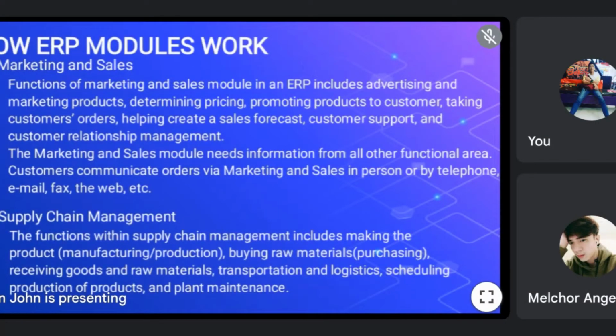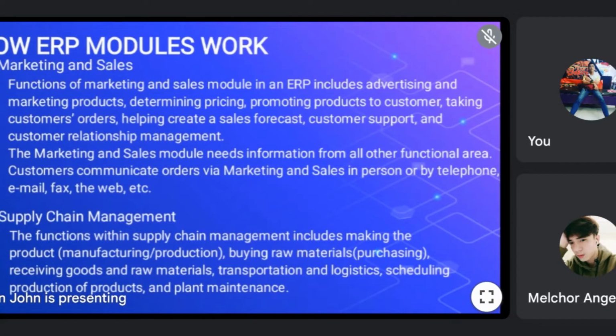Functions of the marketing and sales modules in ERP include purchasing and marketing products, determining pricing, promoting products to customers, taking customer orders, helping create a sales forecast, customer support, and customer relationship management. The marketing and sales modules need information from all other functional areas. Customers communicate with marketing and sales in person, by telephone, email, fax, the web, etc.